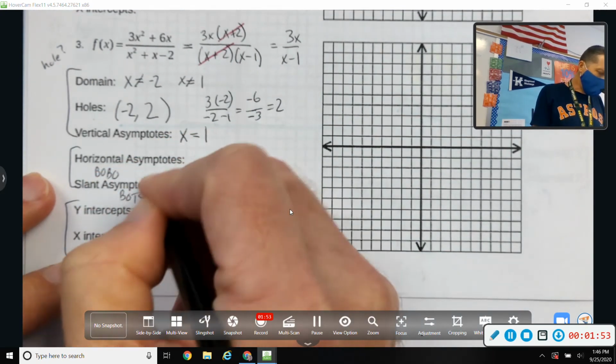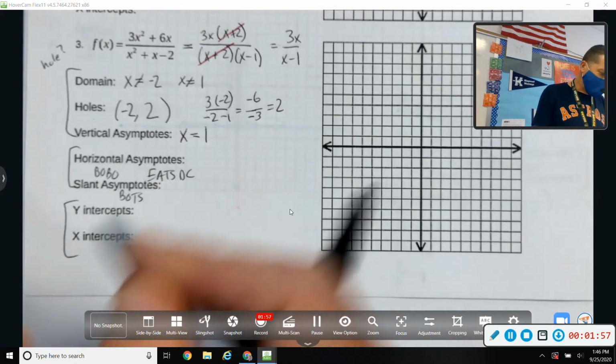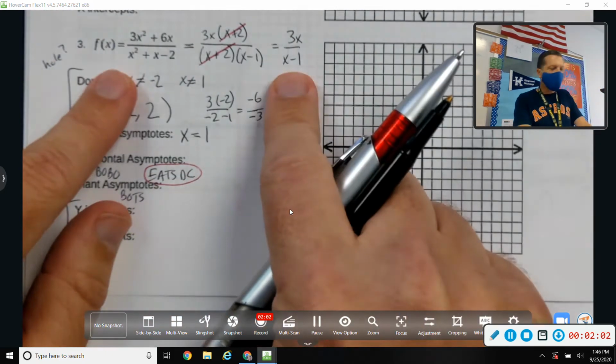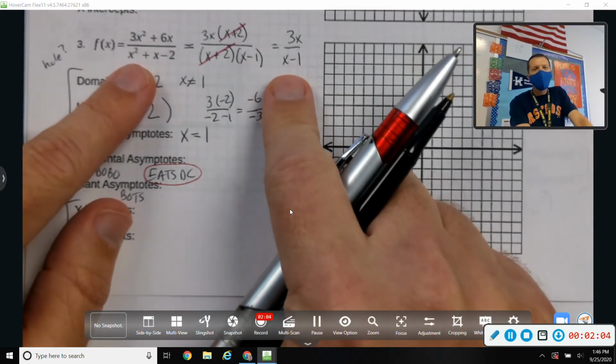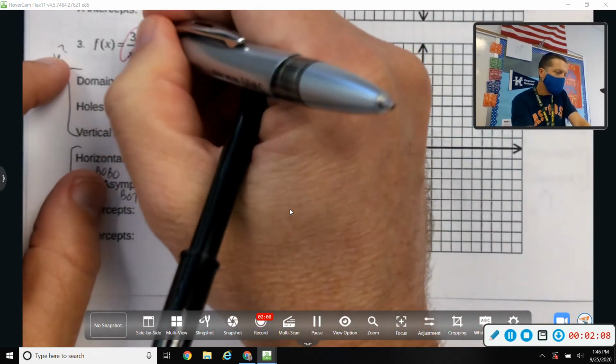Is it BOBO or BOTS or EATS DC? EATS DC. The exponents are the same. And you'll notice you can look at the original or the reduced. They're both EATS DC. And the DC is 3 in both, so it doesn't really matter which one you look at.